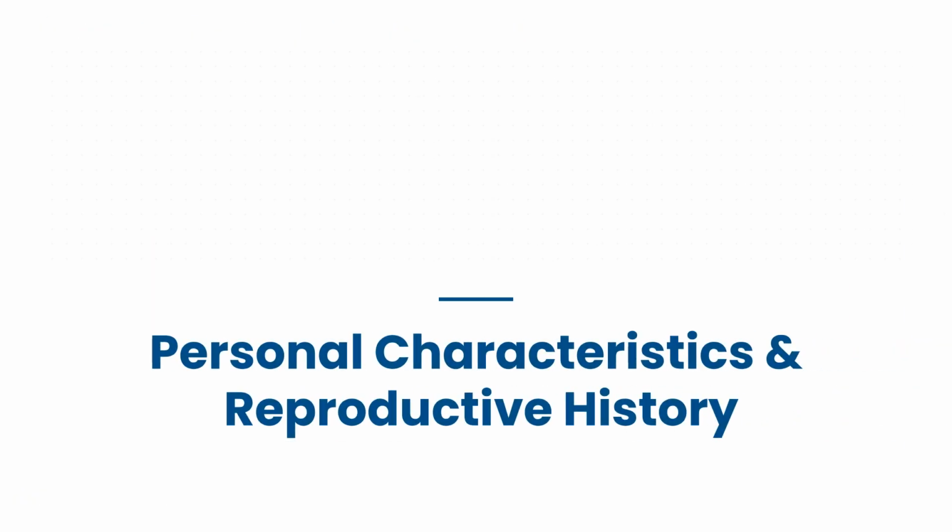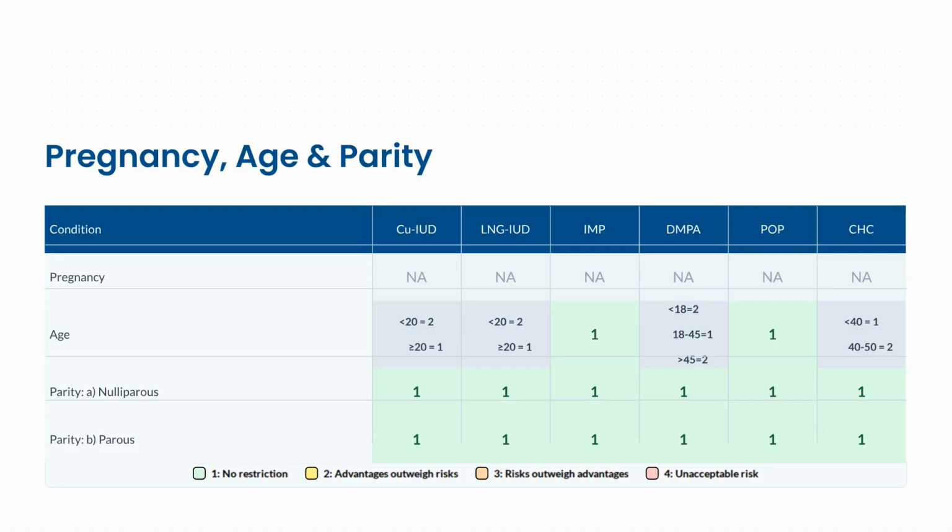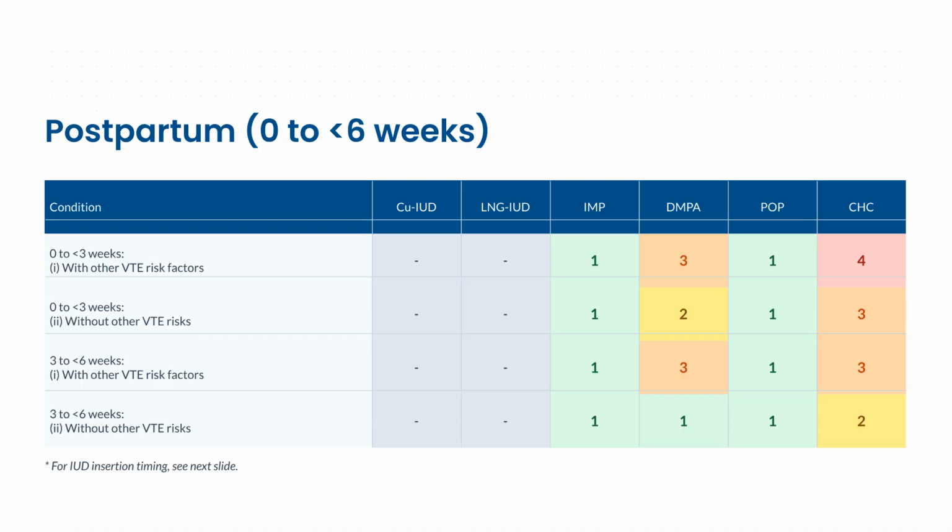We will now examine personal characteristics and reproductive history, which are key factors in determining contraceptive eligibility. Here we see UKMEC guidance regarding pregnancy, age, and parity for various contraceptive options. This table highlights recommendations for the postpartum period during the first 6 weeks, specifically considering VTE risk factors.